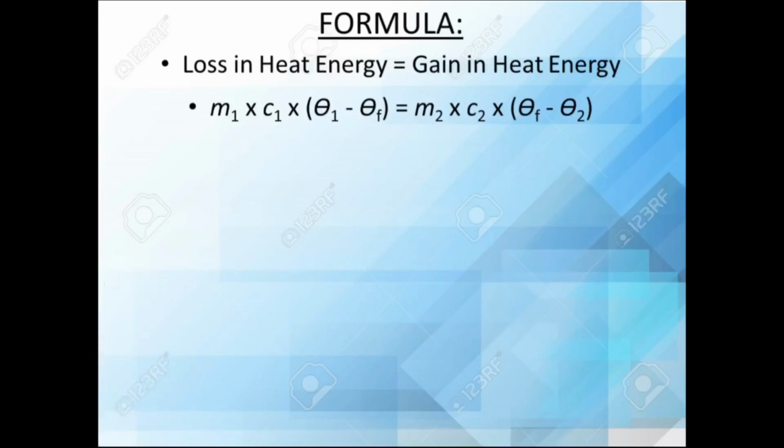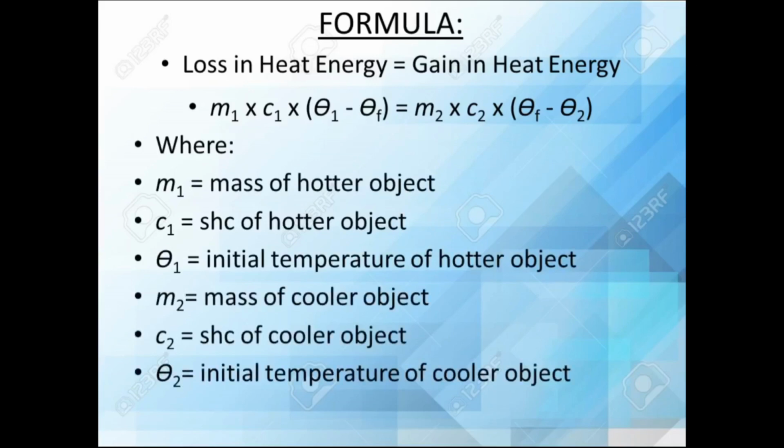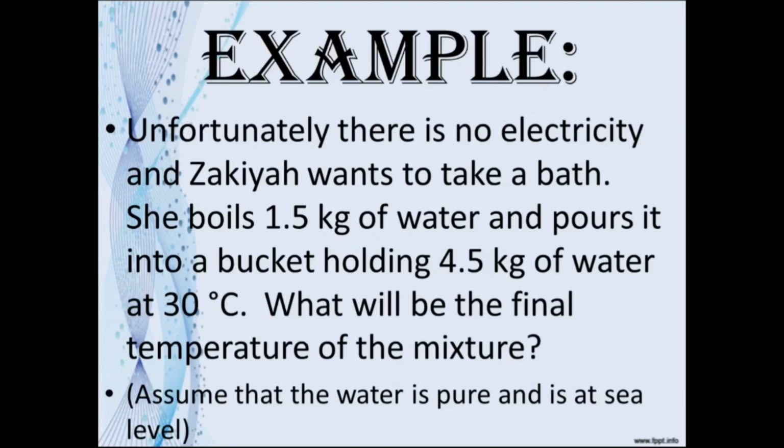the gain in heat energy, and that can be expressed mathematically as m1 times c1 times the quantity θ1 minus θf is equal to m2 times c2 times the quantity θf minus θ2, where m1, c1 and θ1 are the mass, specific heat capacity and initial temperature of the hot object. m2, c2, θ2 are the mass, specific heat capacity and initial temperature of the cooler object, and θf is the final temperature of the mixture. So let's get into an example.